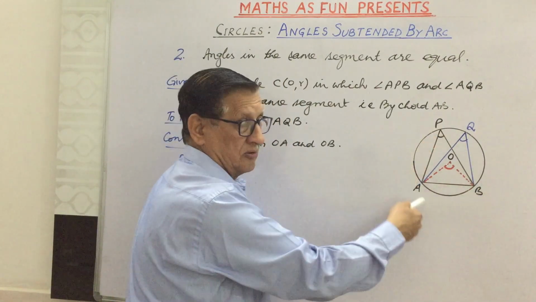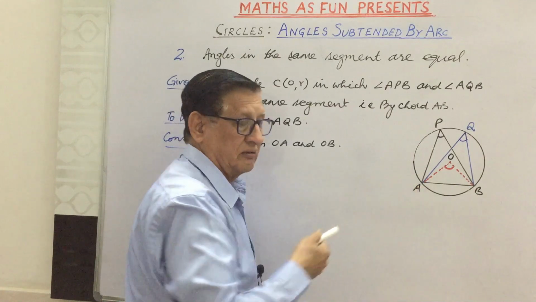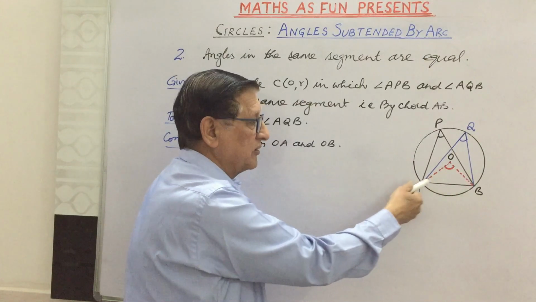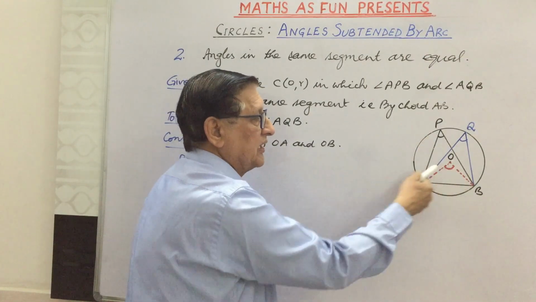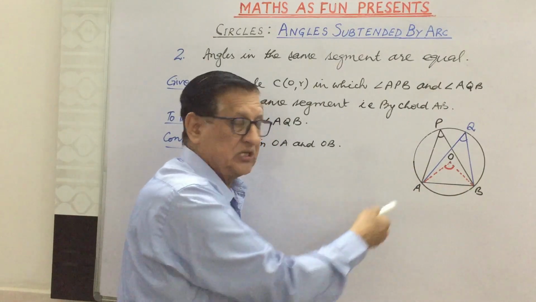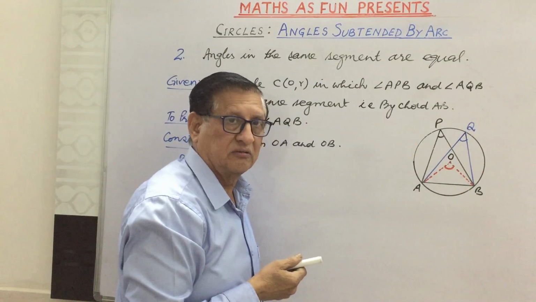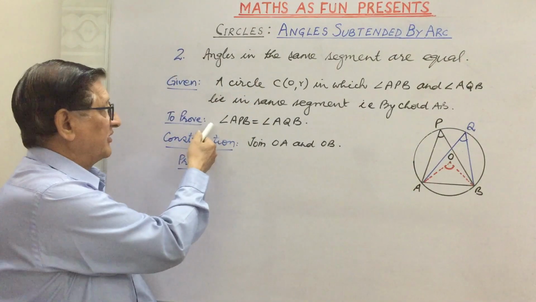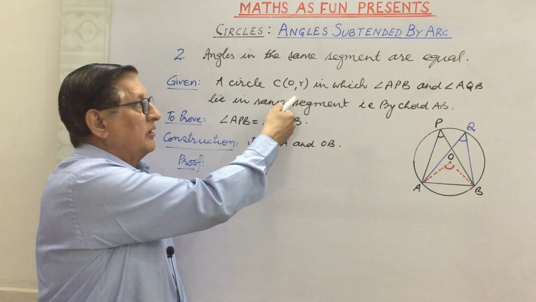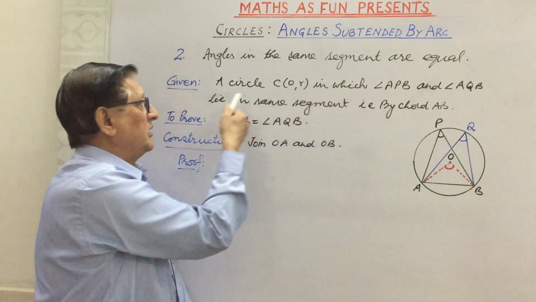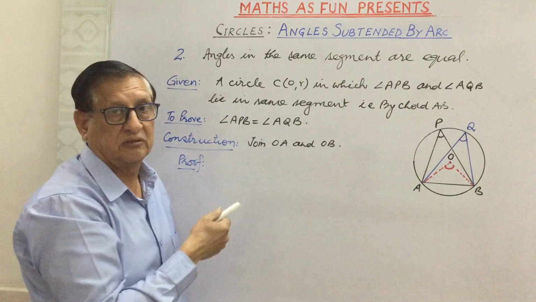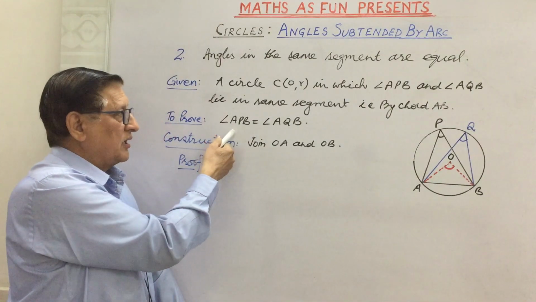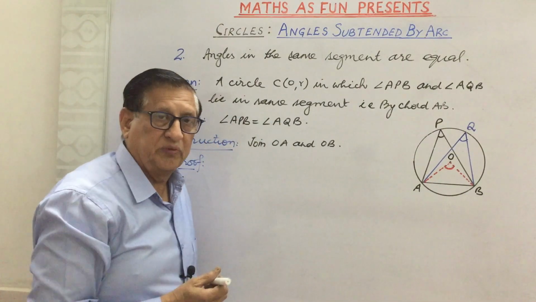A circle with center O and radius R. AB is a chord, and the angles in this segment are formed by this chord AB, that is angle APB and angle AQB. So these are the angles in the same segment. We have to prove that these two angles are equal. So we write, given a circle with center O in which angle APB and angle AQB lie in the same segment by chord AB. To prove angle APB is equal to angle AQB.